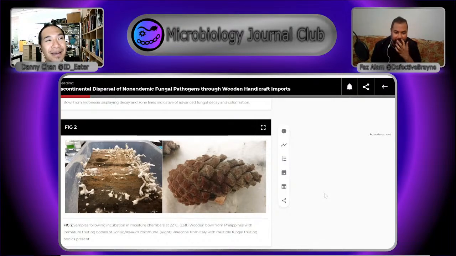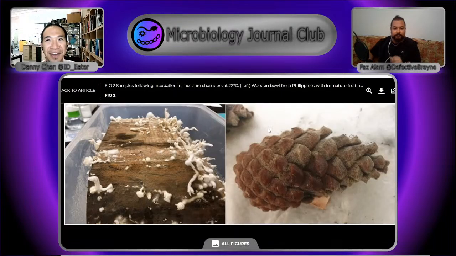Yeah, so essentially what they're saying is they've captured a snapshot of what's happening in this trade of fancy wood imports, right? These are consumer products, like maybe a nice bowl or a decorative object that you put in your home. Sometimes that wood comes from overseas. So they take a snapshot of that by buying things in the store, and they're saying what grows in them. And where do those things come from? Did they come from in transit? Have they been seen in the environment that we're bringing these pieces of wood?